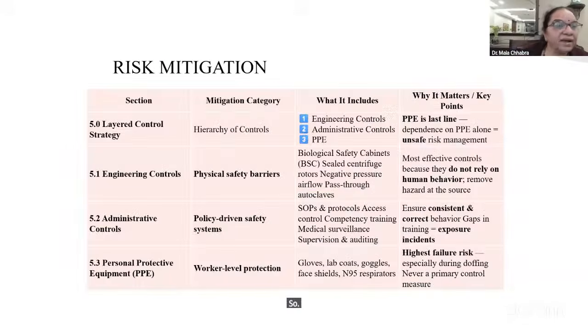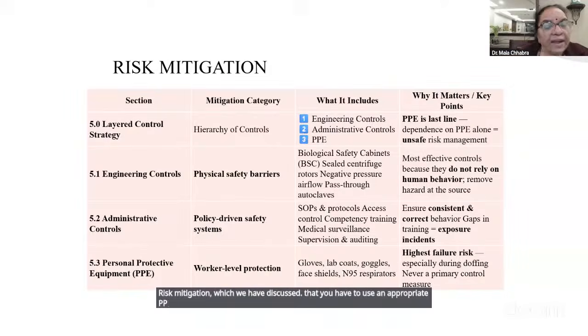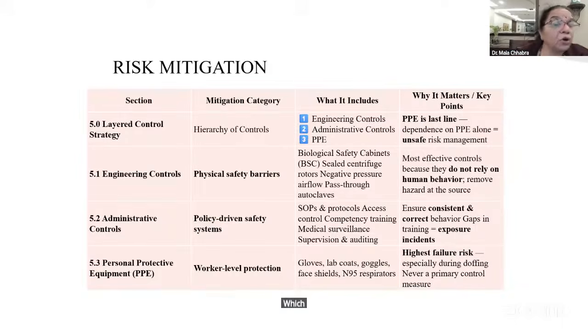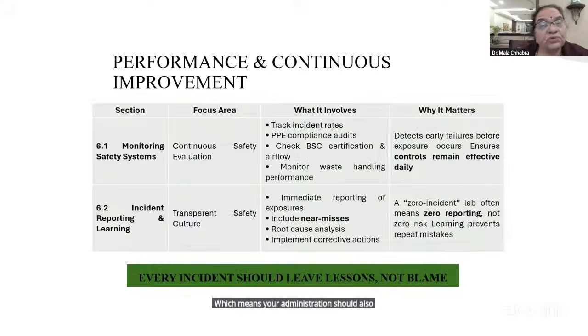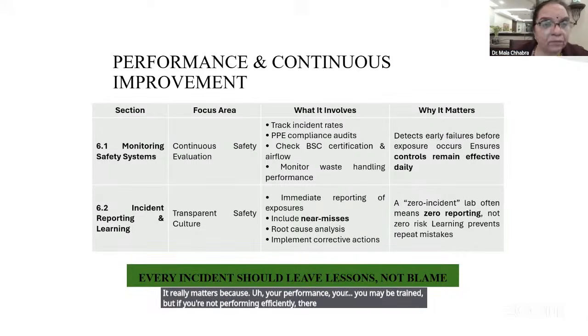So you have to identify these hazards and accordingly do the risk mitigation, which we have discussed: you have to use an appropriate PPE, you have to identify physical barriers, and you have to follow all the policies, which means your administration should also be sensitized so that they give you a proper place. And most important is training and then tracking the performance and doing the improvement. It really matters because you may be trained, but if you're not performing efficiently, there will be near misses and there will be accidents.